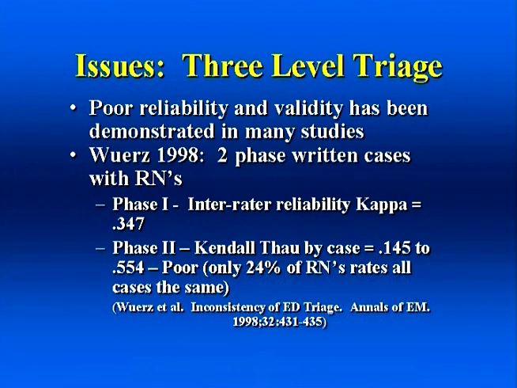Now that we understand these terms, let's look at what we know about 3-level systems. The late Dr. Wurz examined these concepts by asking triage nurses to rate written patient scenarios using a 3-level system. In phase 1, kappa scores equaled about 0.347. In phase 2, Dr. Wurz measured intra-rater reliability and found even more concerning results. Kappa scores were between 0.145 and 0.554, very poor. Even worse, only 24% of nurses rated all their cases the same during both phases.